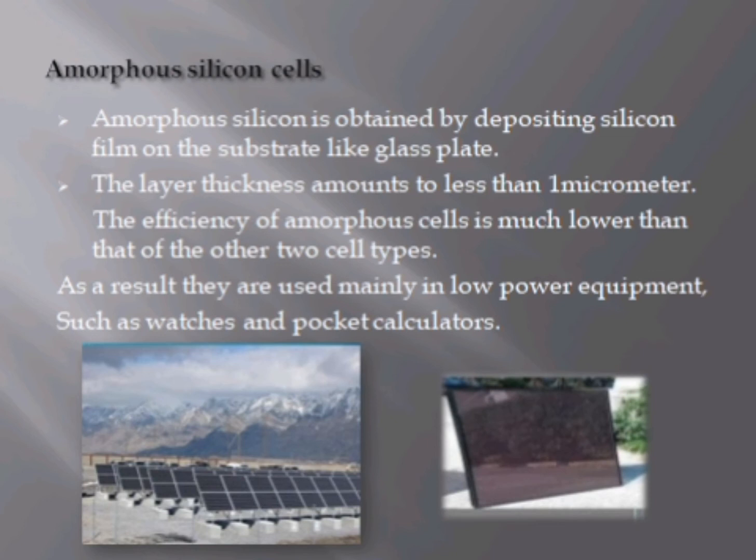Comparison of types of solar cell based on the efficiency. Monocrystalline silicon cells 14 to 17%, polycrystalline silicon cells 13 to 15%, amorphous silicon cells 5 to 7%.